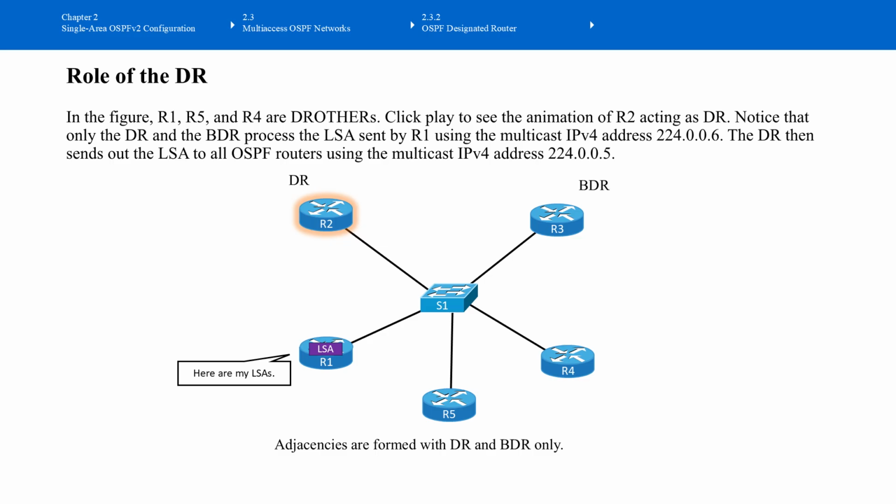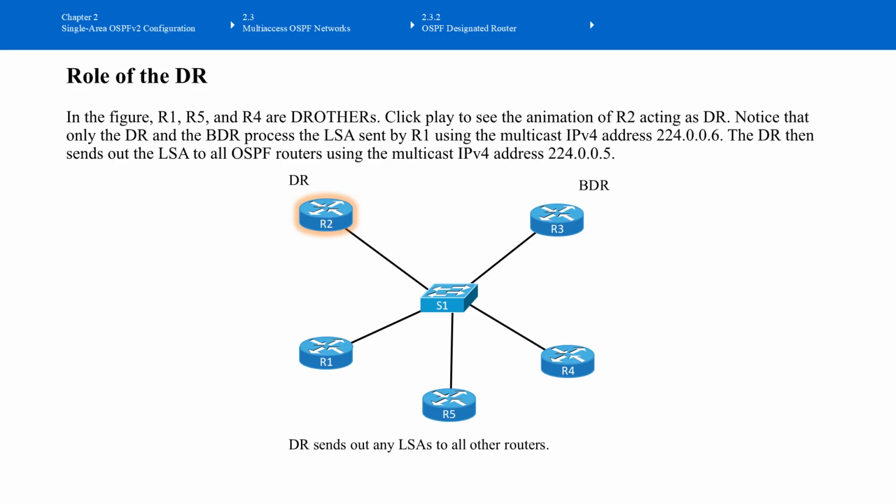This animation shows how an LSA travels in a multi-access OSPF network. Here, R2 is the DR, R3 is the BDR, and R1, R4, and R5 are DR others. Suppose R1 has new routing information. So step 1, R1 creates an LSA. Step 2, R1 sends the LSA to 224.0.0.6. This multicast address is for DR and BDR only. So R1 sends the information to R2, the DR, plus R3, the BDR.